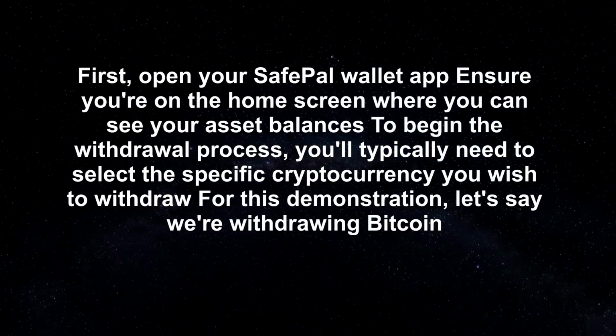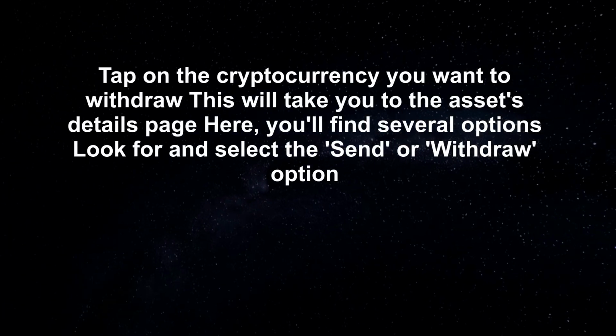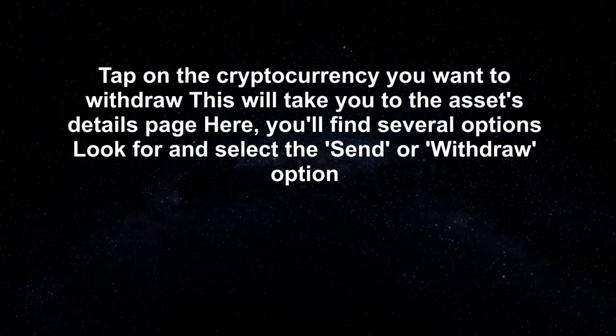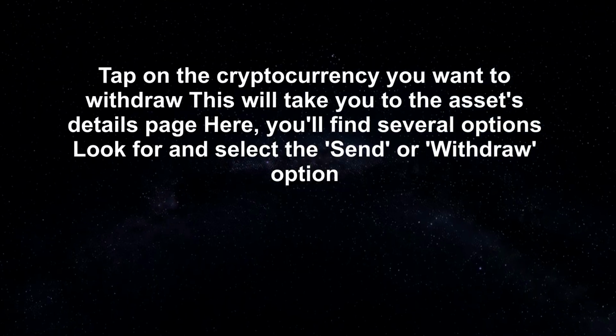Let's say we're withdrawing Bitcoin. Tap on the cryptocurrency you want to withdraw. This will take you to the Assets Details page. Here, you'll find several options. Look for and select the Send or Withdraw option.